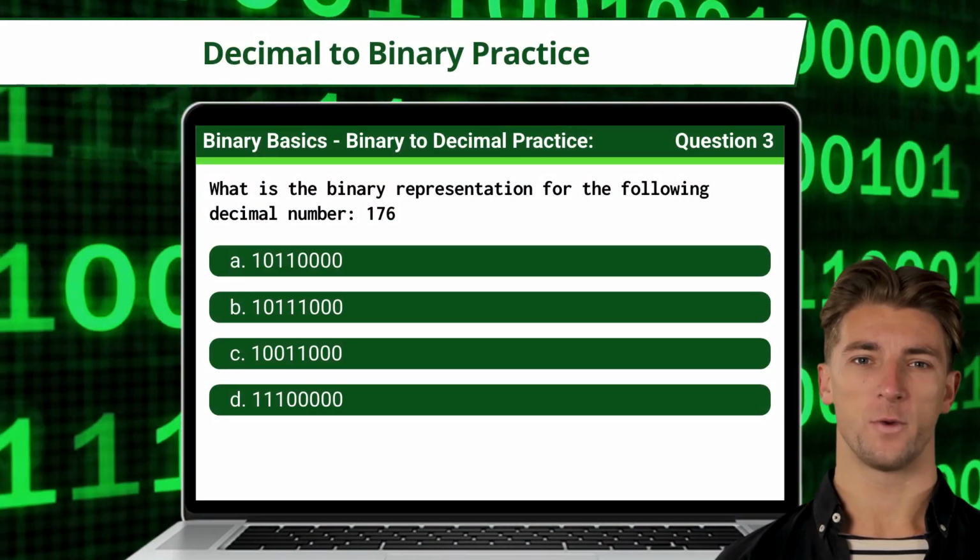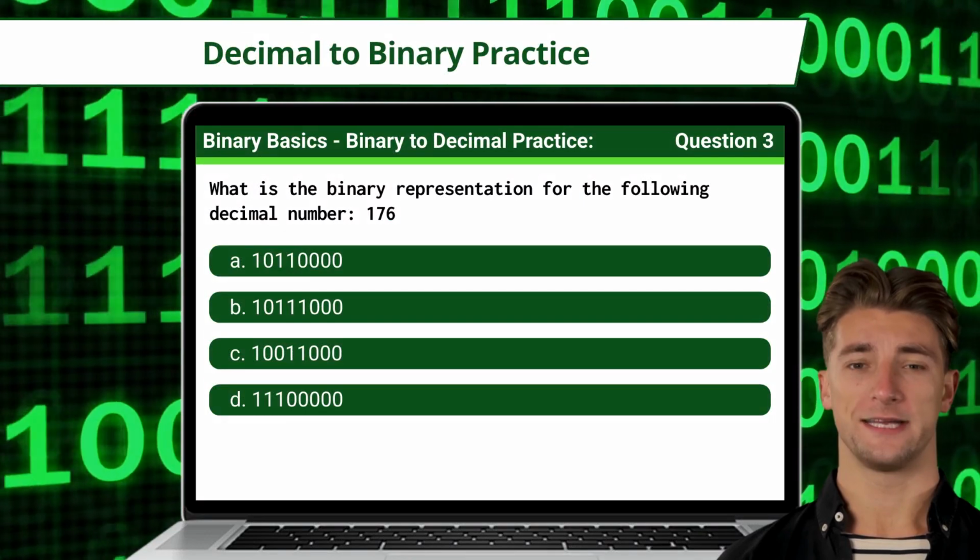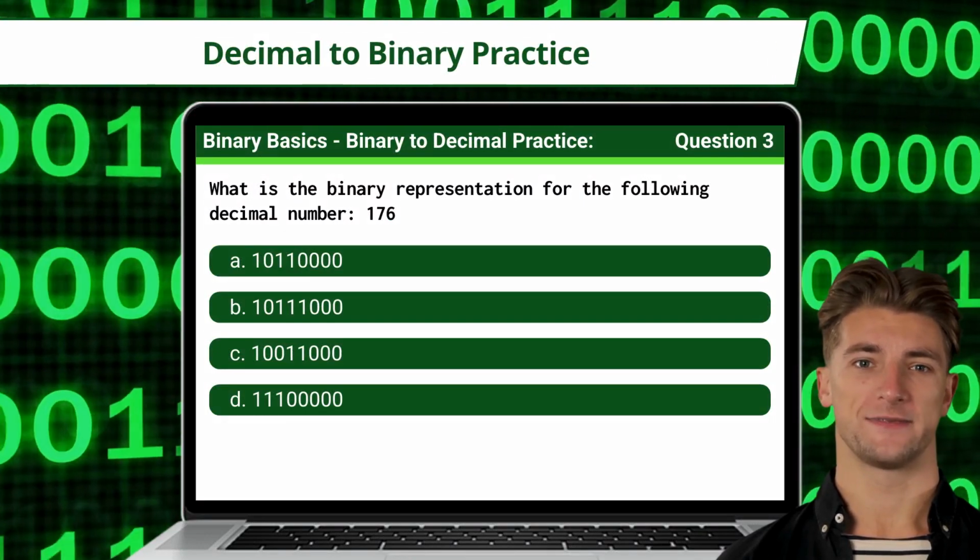Question 3. What is the binary representation for the following decimal number? 176.